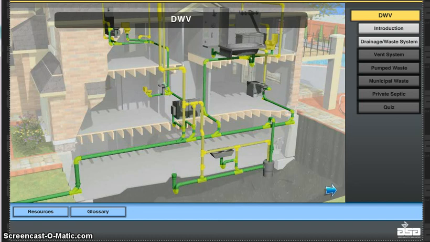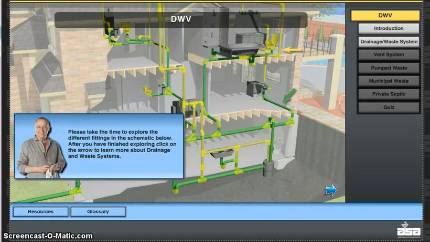Notice that half of the piping in the DWV system is shown in green, while the other half is shown in yellow. The reason for this designation is because there are really two different systems here: the drainage and waste system, green, and the vent system, yellow. We will explain the differences more as we move through the lesson. Please take the time to explore the different fittings in the schematic below. After you've finished exploring, click on the arrow to learn more about drainage and waste systems.